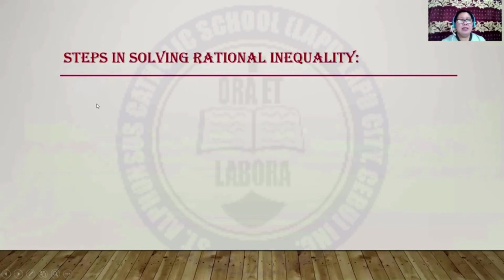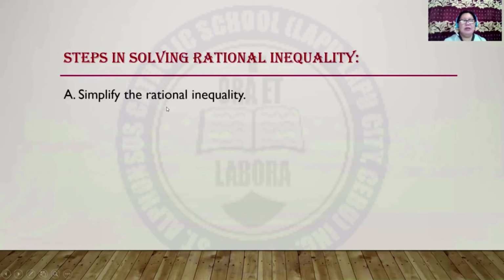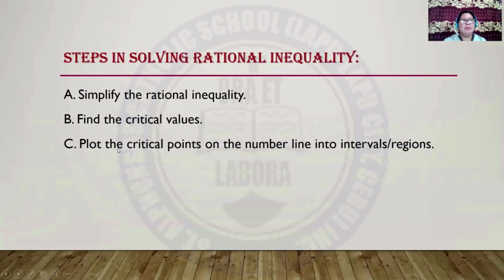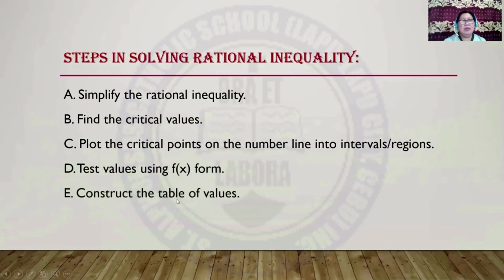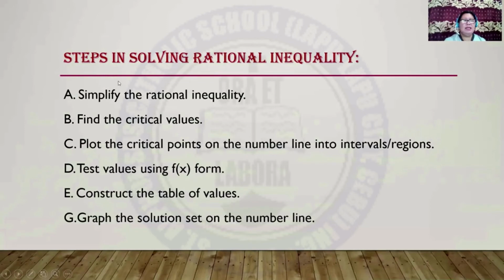Let us have the steps in solving rational inequality, especially the complex rational inequality. First, simplify the rational inequality. Second, find the critical values or critical points. Then plot the critical points on the number line into intervals or regions, and then test the values using the f of x form, and construct the table of values, and lastly, graph the solution set on the number line.